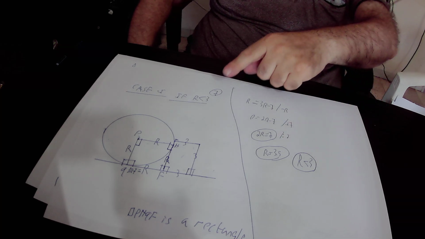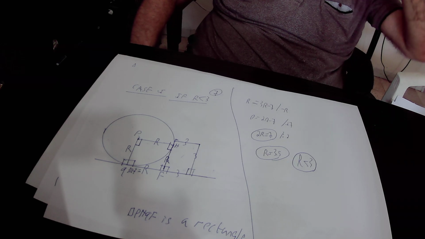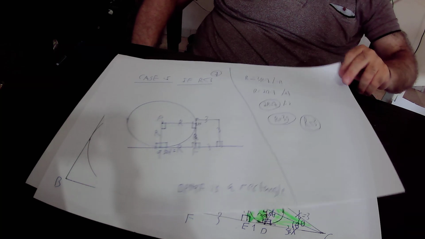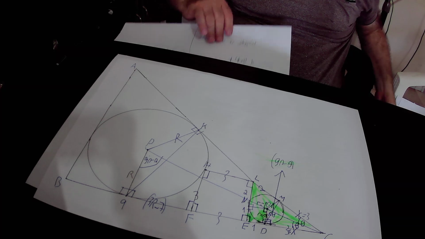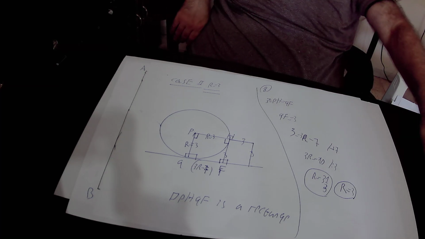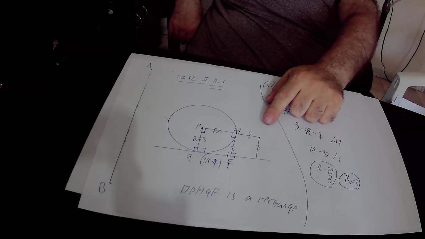Therefore, it is a contradiction. Therefore, the possibility that R is less than 3 units is an incorrect possibility. So we cancel this possibility. Then we have the second case. In the second case, we have the case that R equals 3 units exactly. So we have this drawing.